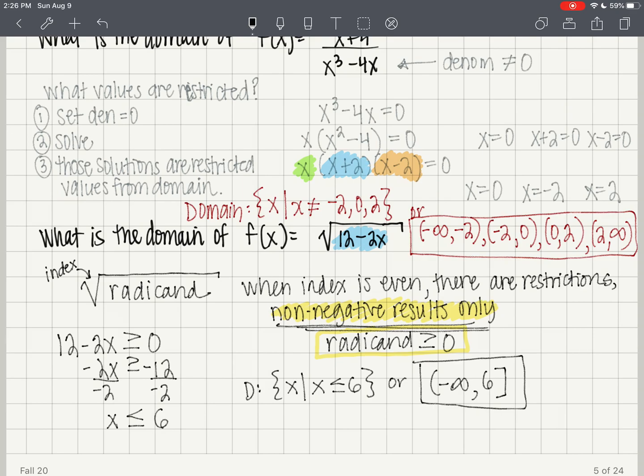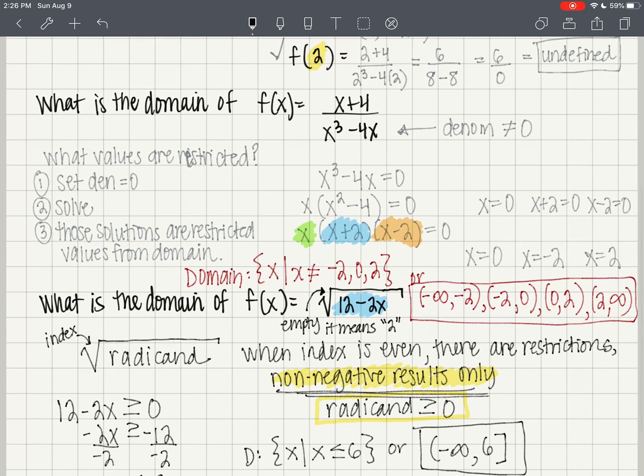So when the index is even, and even happens when it's empty, when it's empty, it's the most common, it's the square root, which means your root is 2. So we have domains where we have to worry about the denominator, and domains where we have to worry about the radicand. So hopefully these 2 videos gave you an example of each one that you feel pretty comfortable with.